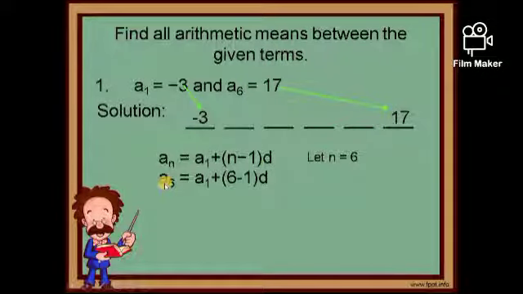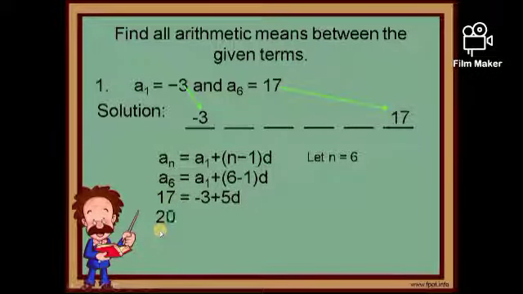Next, a sub 6 is given as 17 and a sub 1 is given as negative 3. So we can substitute those numbers. So we have 17 equals negative 3 plus 6 minus 1, which is 5, then times d. Next, add 3 to both sides.